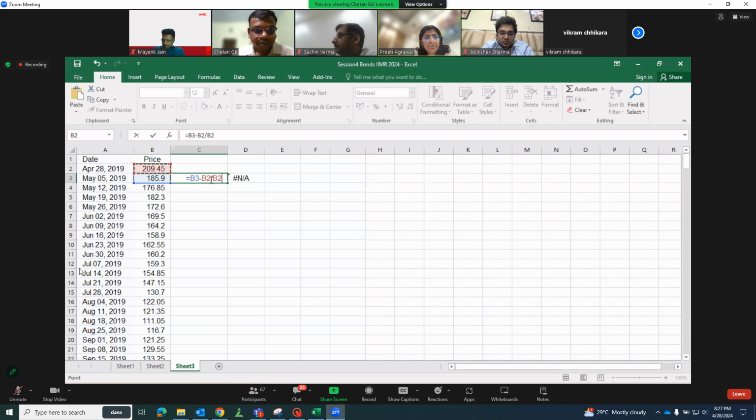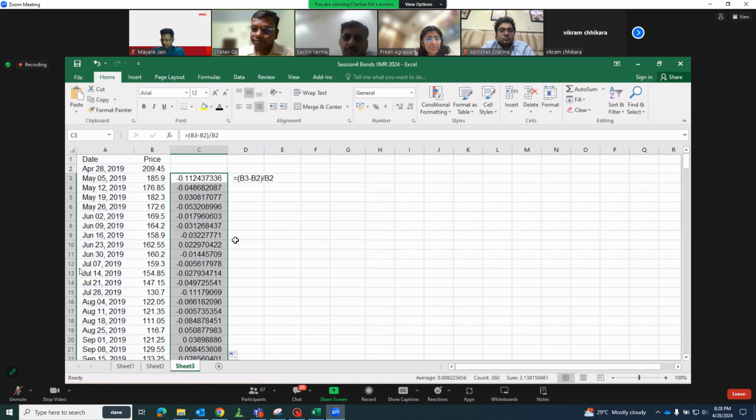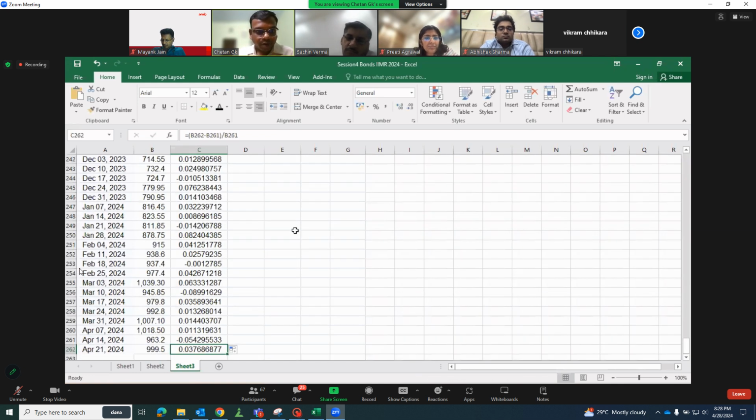And I have to keep this in brackets, following the BODMAS rule. Somebody alerted me. Okay. Same, simple it is. Today's price minus yesterday's price divided by yesterday's price, or ending price minus beginning price divided by beginning price. So I did it in one cell and I'm going to copy for the rest of the cells. So I have computed weekly returns for all the 261 weeks now.